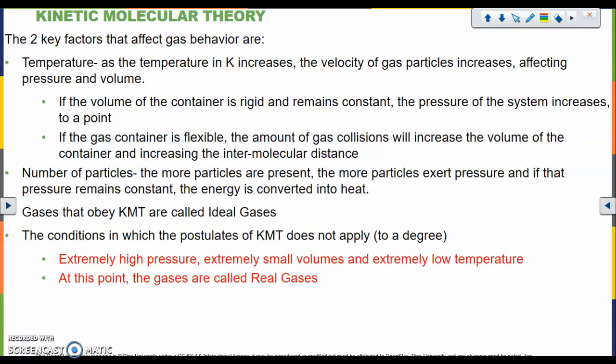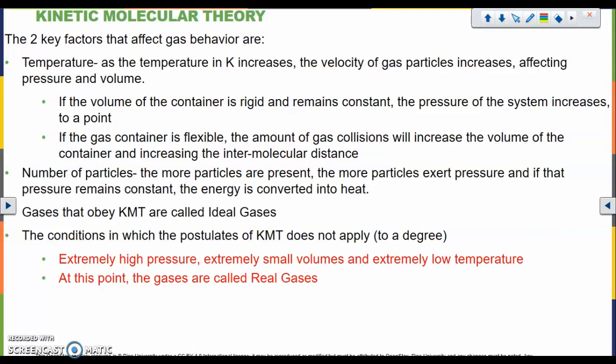And obviously, the more particles you have, the greater the pressure exerted on the walls of a rigid container, right? If the walls of the container are flexible, however, the volume expands. So the more gas particles you put in, there is going to be an expansion of a non-rigid container, like a balloon. The more gas particles you put in, the bigger the balloon gets.